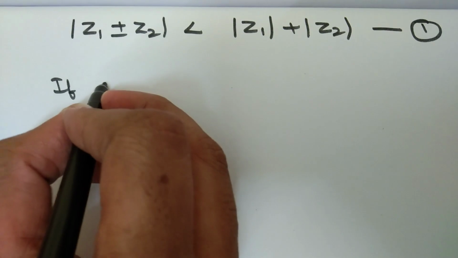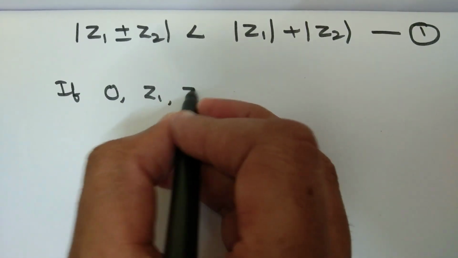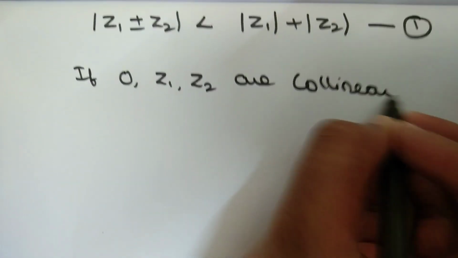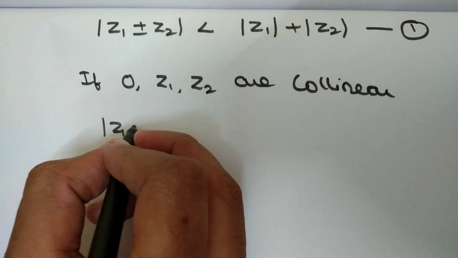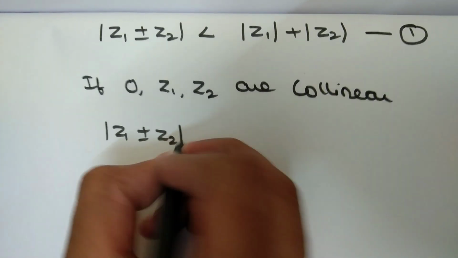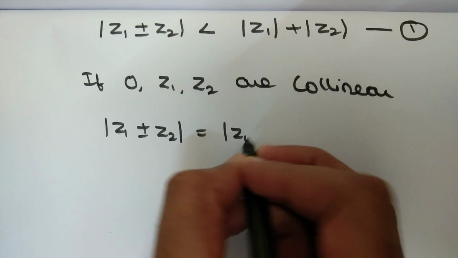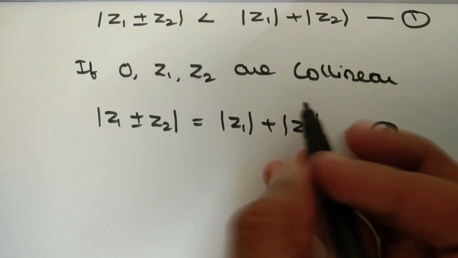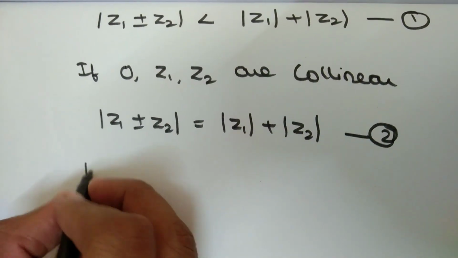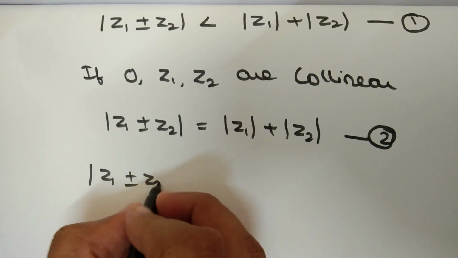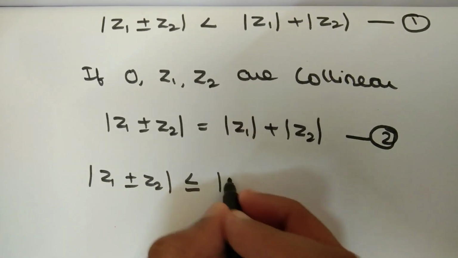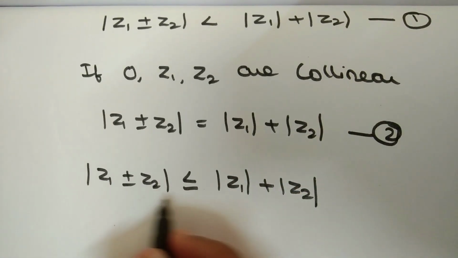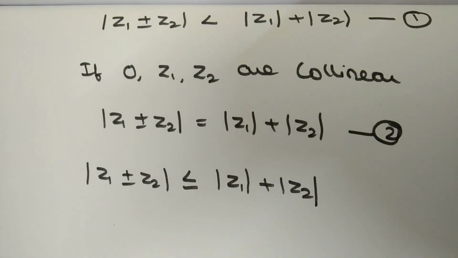If suppose the origin, z1, z2 are collinear, lie in the same line, then modulus of z1 plus or minus z2 is equal to modulus of z1 plus modulus of z2. Keep this as 2. So from 1 and 2 we can conclude modulus of z1 plus or minus z2 is less than or equal to modulus of z1 plus modulus of z2. So this is the triangle inequality of complex numbers.